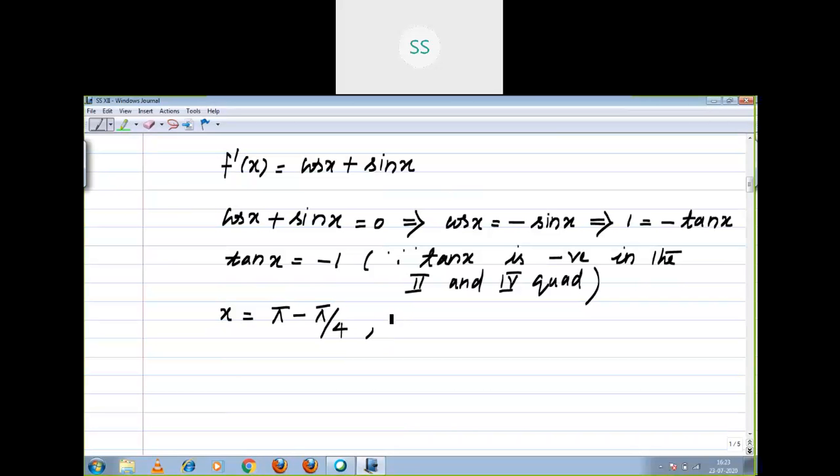Again, I repeat, you listen carefully. In which two quadrants is tan negative? Second and fourth. That can be expressed in the form of 180 minus theta, then 360 minus pi by 4. I hope you people understood, right? Tan is negative in second and fourth. Tan of 180 minus theta equal to minus tan theta. Tan of 360 minus theta equal to minus tan theta.